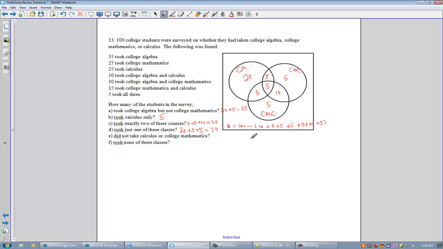And if you do this on your calculator, you'll see that this is actually equal to 45 students. And so did not take calculus or college mathematics, I agree, I have 20, but I also have 45 that didn't take any of these courses. So that's equal to 65 students. And then took none of these classes, that's the 45. So 45 students.